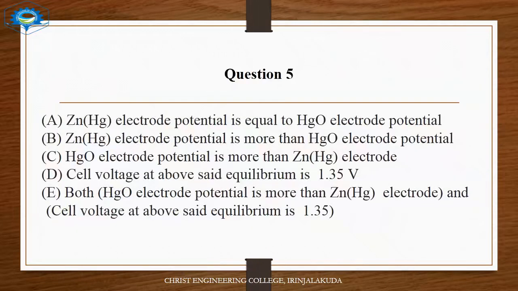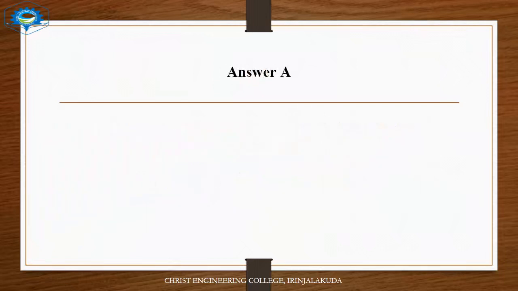Option A, the zinc amalgam electrode potential is equal to the HgO electrode potential. Option B, zinc amalgam potential is more than HgO potential. Option C, HgO potential is more than zinc amalgam potential. Option D, cell voltage is equal to 1.35 volt. Option E, both C and D, that is HgO potential is more than zinc amalgam potential and cell voltage is 1.35. What will be the answer? Your answer is answer A.